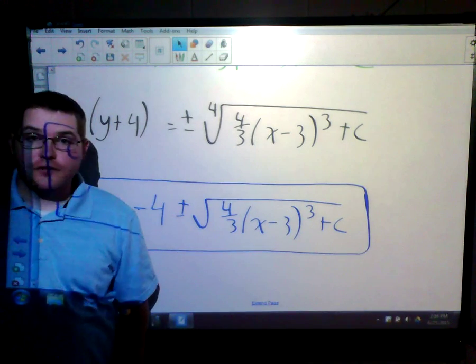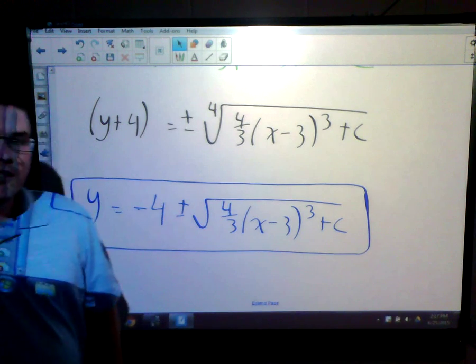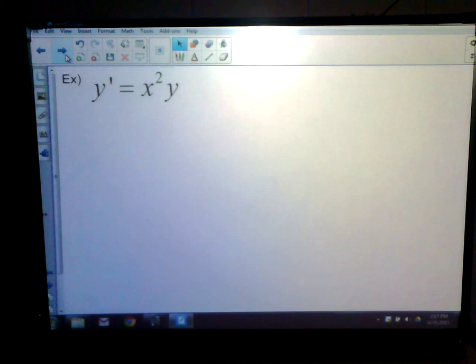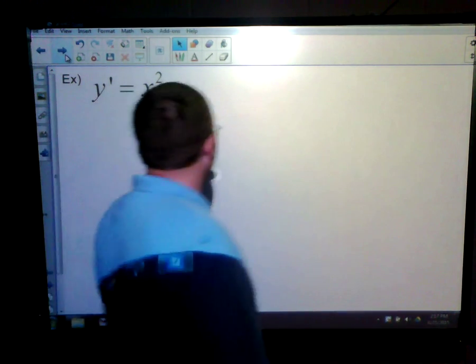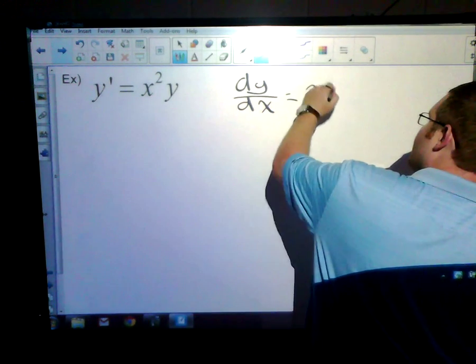That's a separation of variables problem. And believe it or not, that one's pretty easy. Let's make it a little bit more difficult. You will see ones like this very, very commonly. The first thing I'm going to do is rewrite it. I'm going to rewrite it like this. dy over dx equals x squared.